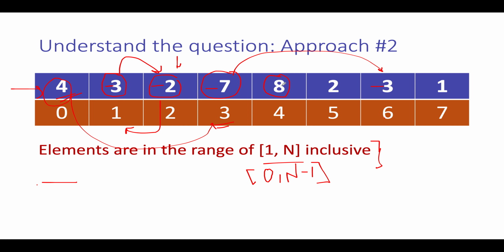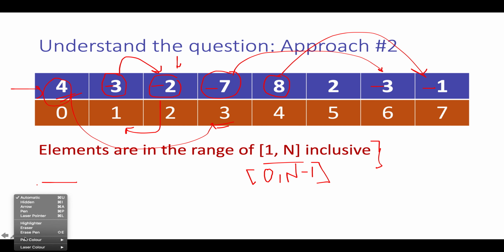Let's continue the process. Next we have is 8. You will take the absolute value, subtract 1 from it and jump on to the 7th index and negate it. Now comes the interesting case. Let me just change the color of the pen because this is the first duplication that is happening in the system.